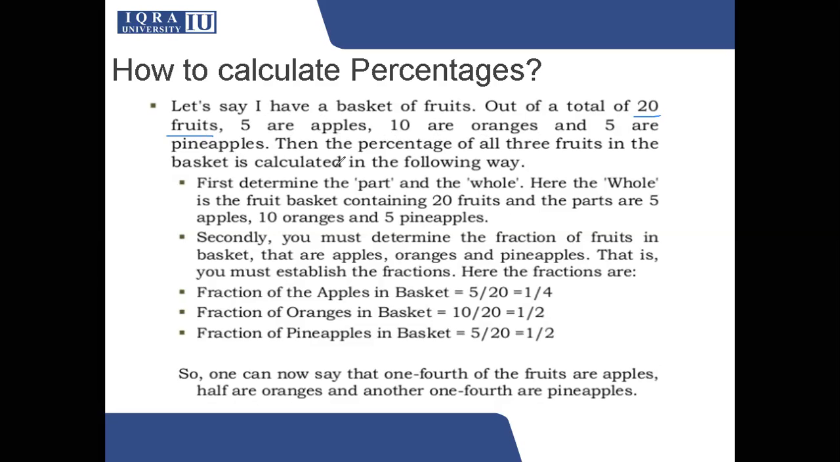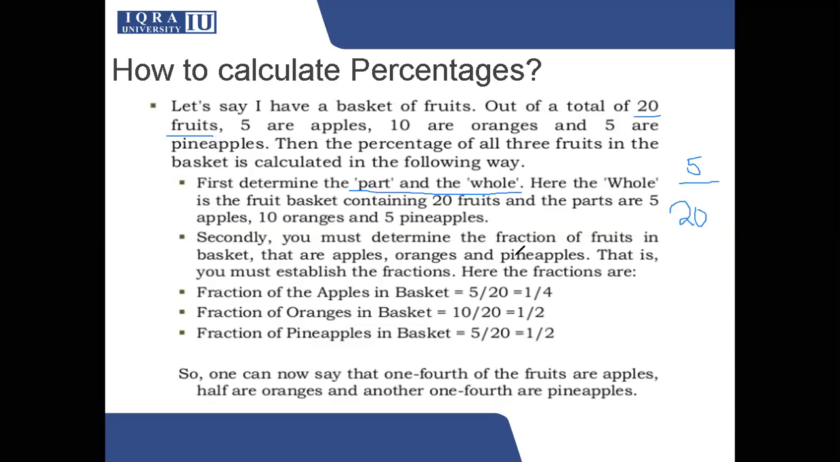Then we are asked to calculate the percentage of all the fruits, right? The percentage of all 3 fruits is calculated in the following way. First of all, you have to determine the part and the whole. Basically, we have to find out the fraction, right? So if I need to find out the fraction of apples, how many apples do I have? 5 apples. And how many total fruits do I have? 20, right? So this is the fraction. Here the whole is the fruit basket containing the fruits, and the parts are the 5 apples if I'm talking about apples. If I want to find out the oranges, the parts are the 10 oranges, and if I'm talking about pineapples, then the parts are the 5 pineapples.